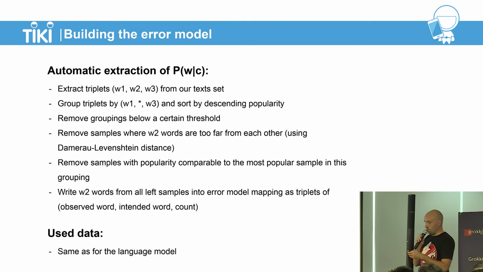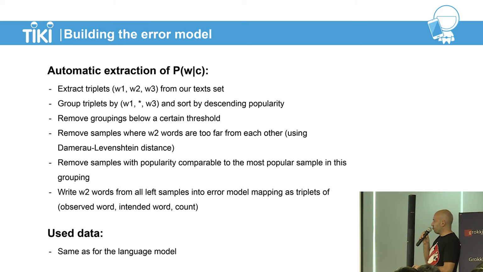I will go through these steps first, and then I will show an example after that, so maybe you understand better. So the general approach is we use the same set of texts which we used for the language model, and we extract triplets out of it. Word 1, word 2, word 3. So we have all these triplets, then we group them by the first and the third word. So let's say if the triplet was my say top, and the other triplet was my say top, then we will group them together because of my and top, word 1 and word 3; we just group by word 1 and word 3 together.